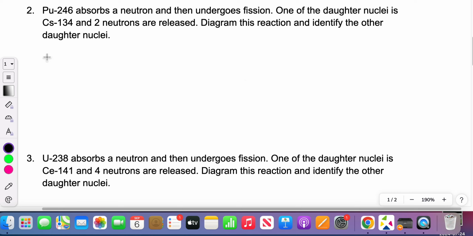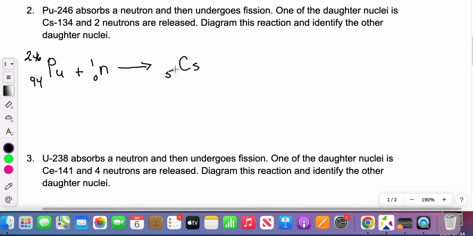All right, so plutonium is Pu. It's number 94 if you look it up on the periodic table, and it's 246. Now we're saying that plutonium absorbs a neutron, so add a neutron to it. Now the nucleus becomes unstable and then it breaks apart. That's what fission is. One of the things that it breaks into, according to the problem, is cesium-134.